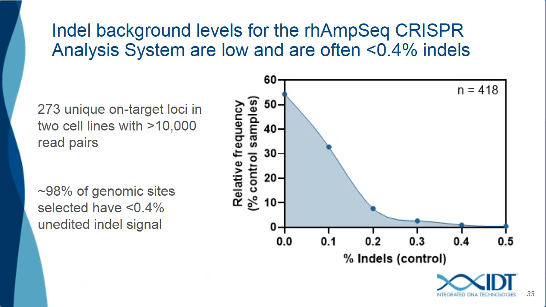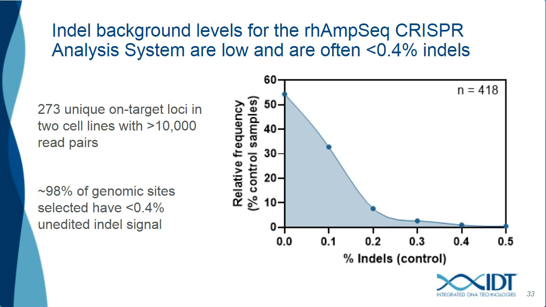Next, we quantified the level of background indel rates we observe in unedited samples to get an idea of what background noise looks like when using the rhAmpSeq CRISPR analysis system. We did this with 273 unique loci with greater than 10,000 reads in two cell lines. Here on the x-axis, you can see the percent indels in control samples binned in 0.1% intervals with the relative frequency of all control samples plotted on the y-axis.